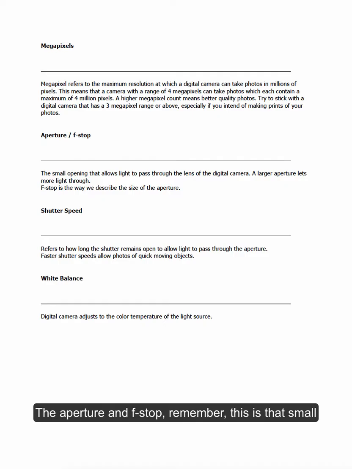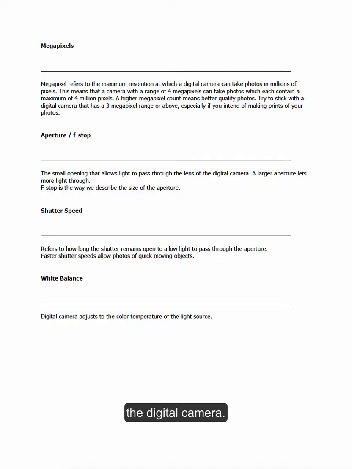The aperture and f-stop, remember this is that small opening that allows light to pass through the lens. The larger the aperture, of course, lets more light through. And we call the aperture settings f-stops. That's how we describe the size of the aperture. Now, some of you will have control and specific abilities to set your aperture or your f-stops. Others of you will not. So I want you to explore a little bit and figure out, well, if I can't change my aperture and f-stop, I might have these other settings that are controlling how much light passes through the digital camera.